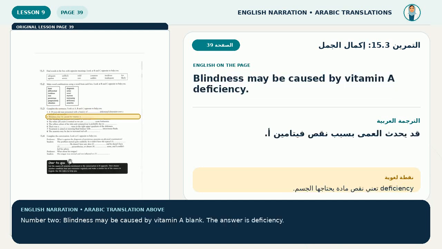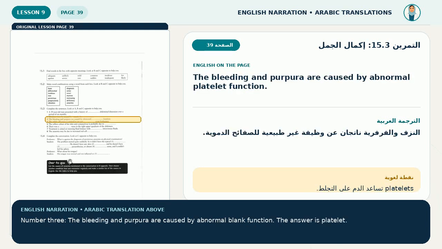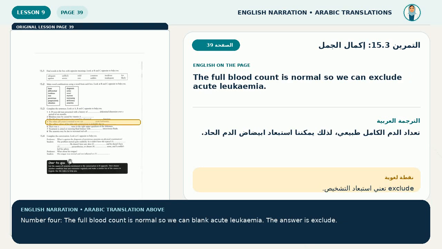Number 2. Blindness may be caused by vitamin A blank. The answer is deficiency. Number 3. The bleeding and purpura are caused by abnormal blank function. The answer is platelet. Number 4. The full blood count is normal, so we can blank acute leukemia. The answer is exclude.